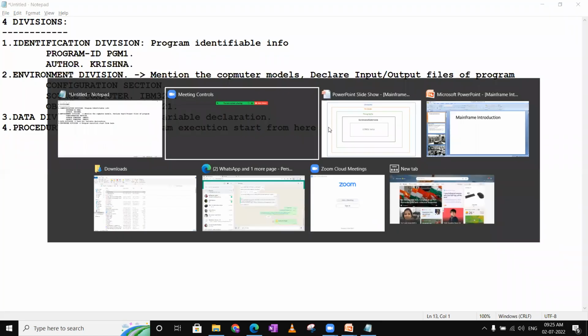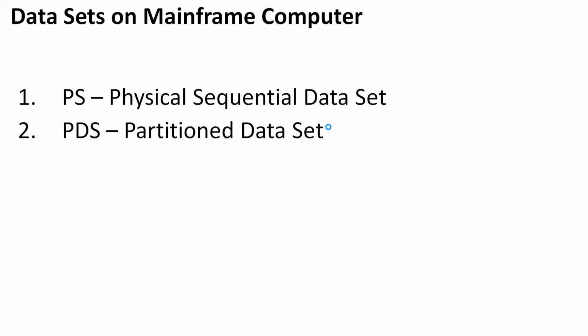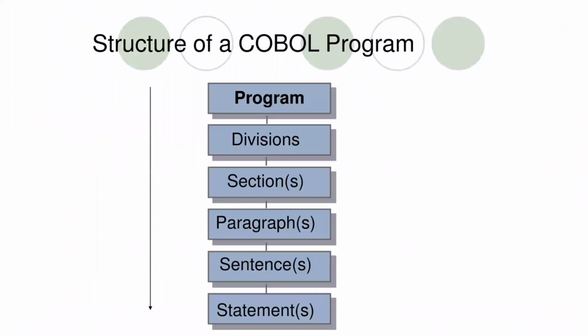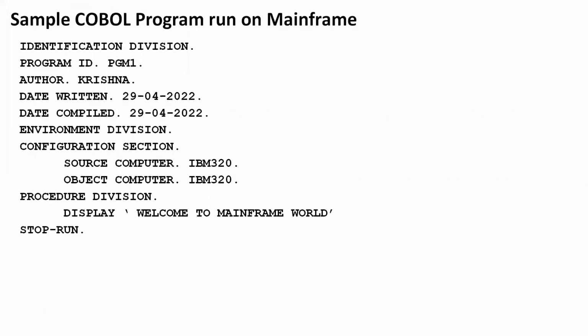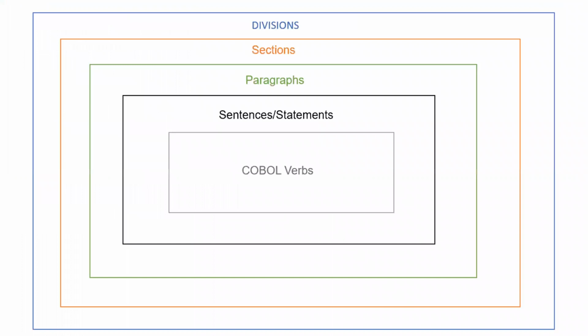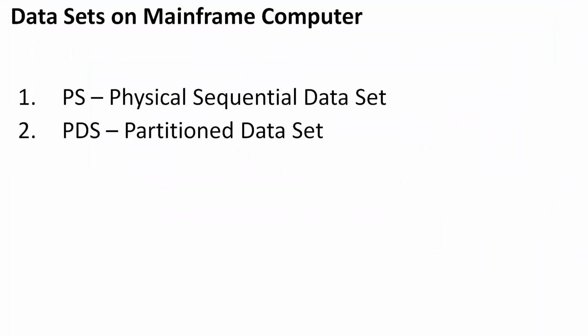So we'll write a COBOL program. Before writing the COBOL program, to write this program we need something, right? On a normal personal computer, I have Notepad, and I have written this in Notepad. On mainframe also, we can discuss what we have before going to writing the program. On a normal computer we have files like Excel, Word, PowerPoint, Notepad.